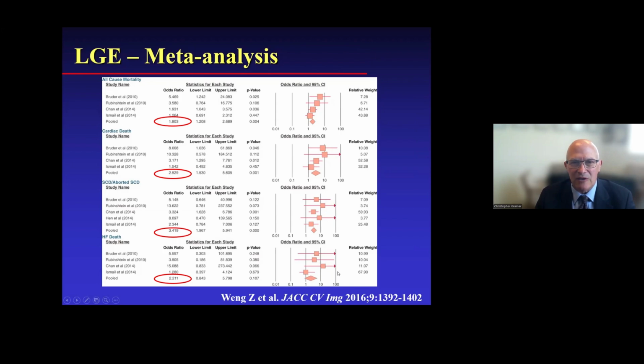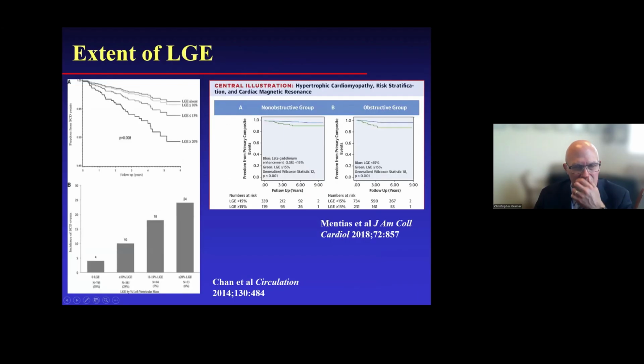That being said, this meta-analysis from a decade ago in JACC Imaging, over 3,000 patients, showed the presence of LGE is a marker of adverse outcome: all-cause mortality, a 1.8-fold increase; cardiac death, nearly 3-fold increase; sudden cardiac death, 3.4-fold increase; heart failure death, 2.2-fold increase. But most importantly, as shown in these two papers, the extent of LGE is an important marker of sudden death.